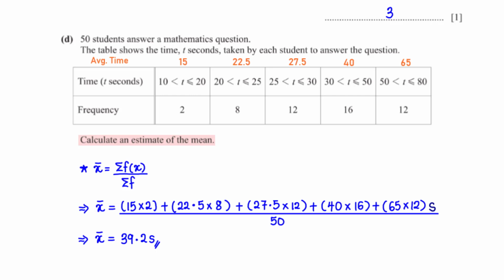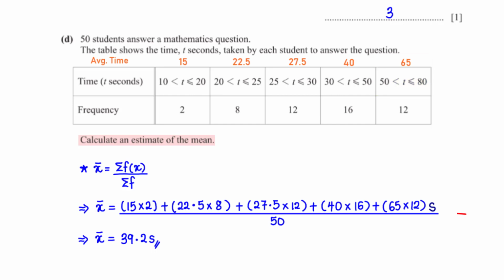Before getting sigma f of x, we need to get an average time for each of the time intervals. So for the first interval, the average time is 10 plus 20 divided by 2, which is 15. Then we have 20 plus 25 divided by 2, which is 22.5. 25 plus 30 divided by 2, which is 27.5. 30 plus 50 divided by 2, which is 40. Then finally, we have 50 plus 80 divided by 2, which is 65.